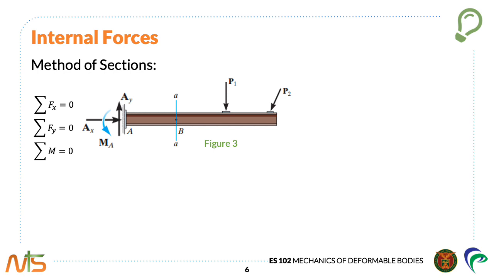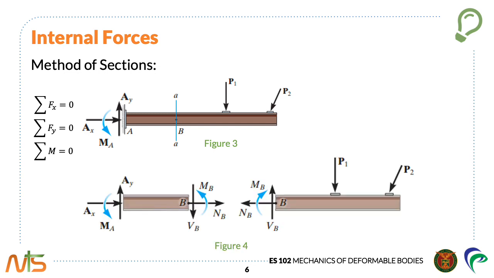Going back to our discussion about internal loadings, if the internal loadings acting on the cross-section at point B are to be determined, we must pass an imaginary section AA perpendicular to the axis of the beam through point B and then separate the beam into two segments as shown in Figure 4. The internal loadings acting at B will then be exposed and become external on the free body diagram of each segment. Note that in Figure 4, the support reactions at A are also included in the free body diagram.